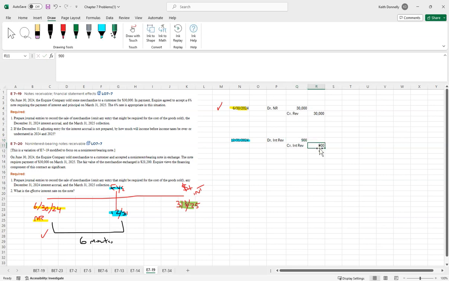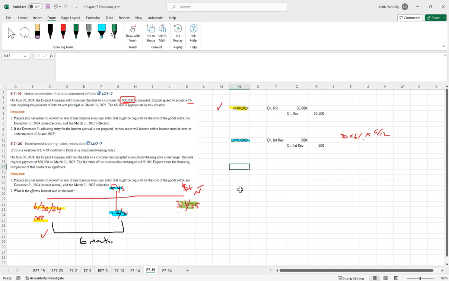$900. What we do here is we're going to take the face of the note, the $30,000, times, in this case, the 6%, times 6 months have passed, 6 over 12. Okay, nothing too hard there.